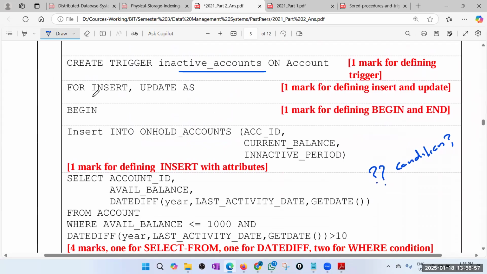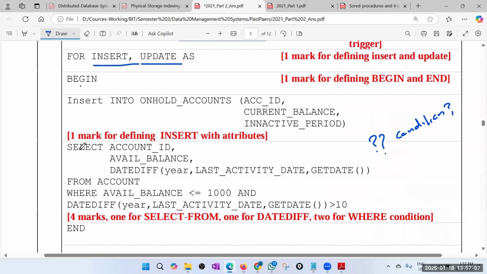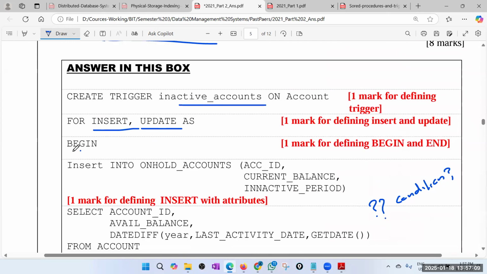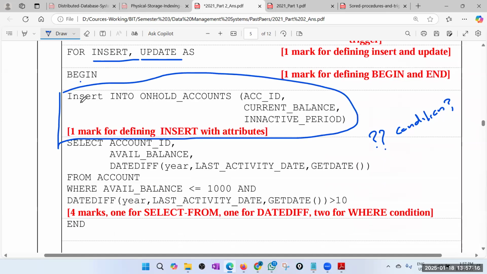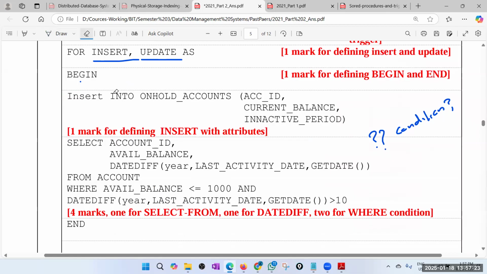Trigger this on insert and update. So this one is using slightly different syntax because different databases have different syntax. Okay, begin, straight away to the insert without... So that is strange. I think the examiner's answer is not very specific. This answer has an issue because it just does an insert and does a select. So how can it work?